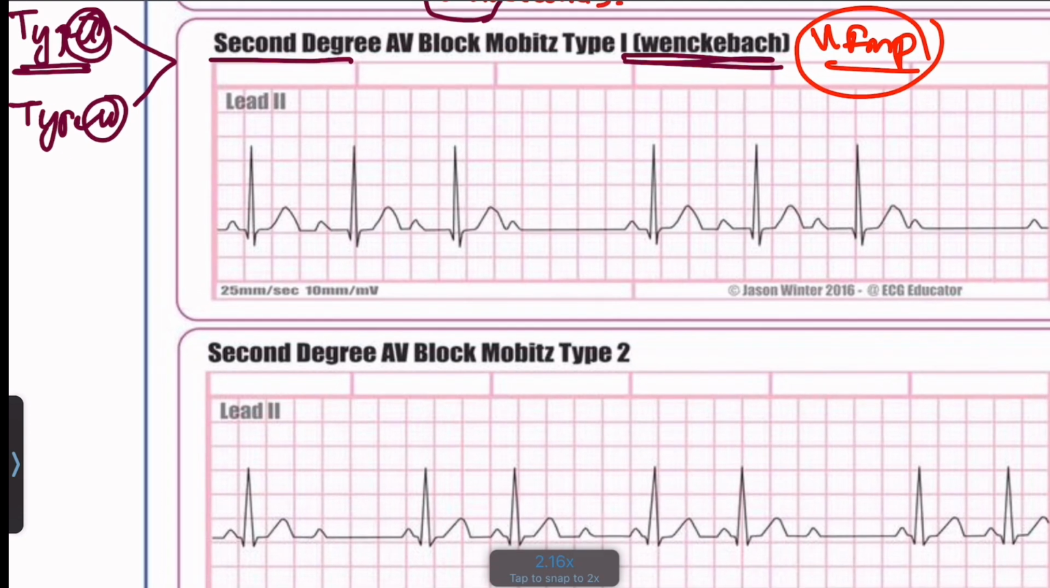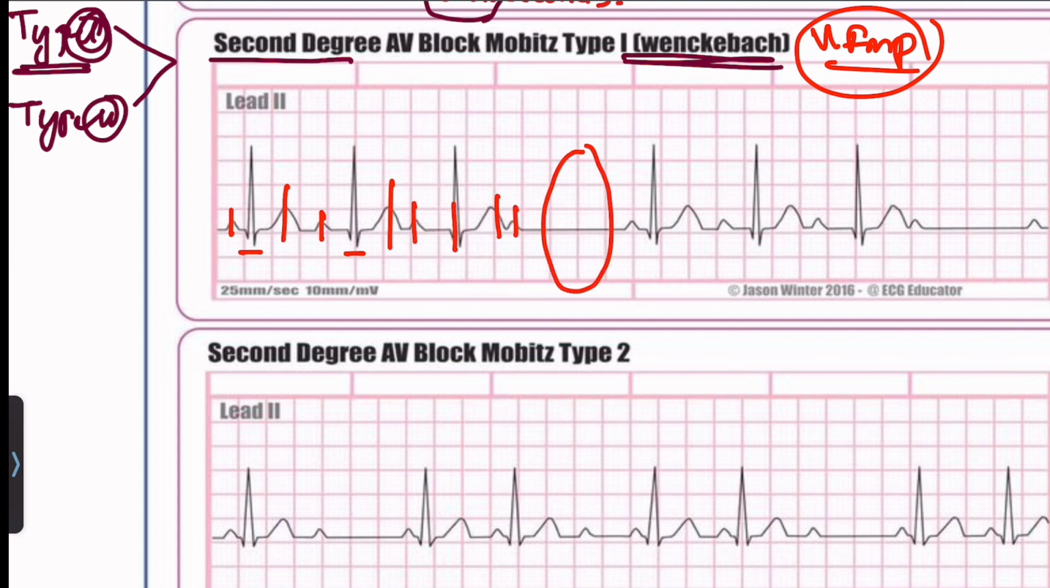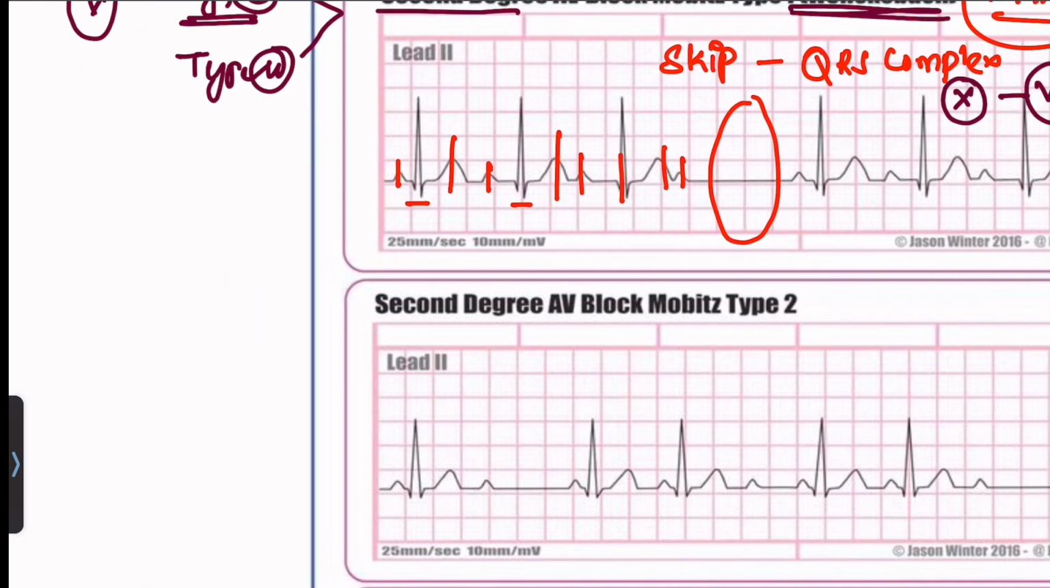Like every ECG, we need to follow the same pattern. The P wave, QRS complex, T wave, P wave, QRS complex, T wave. So P wave, QRS complex, T wave, P wave, and there is a skip of QRS complex, that is no ventricular depolarization, absence of ventricular depolarization. So here, SA node and AV node and ventricle.